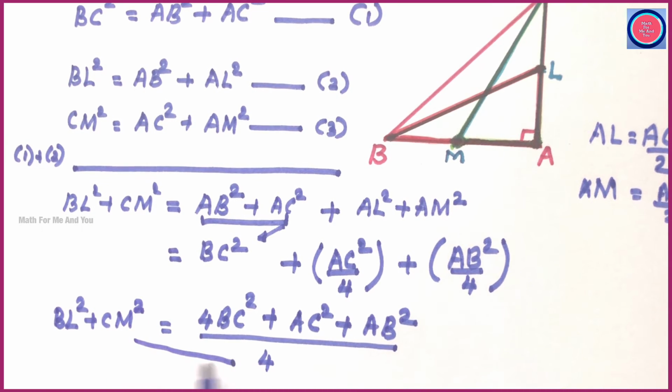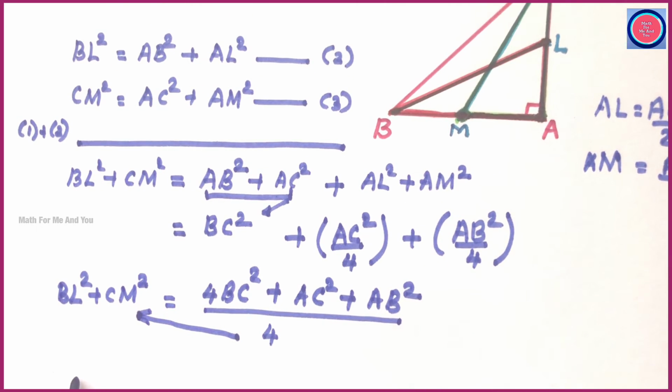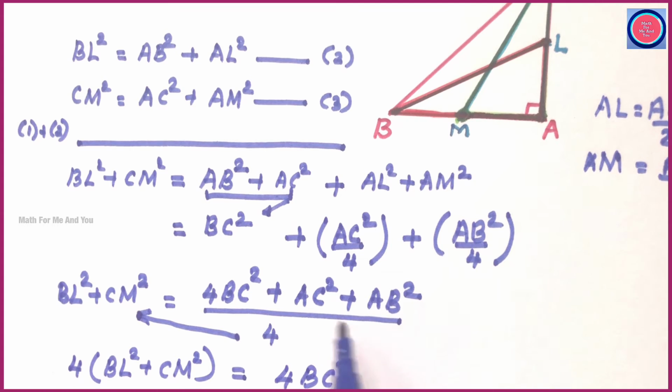Cross multiply with the 4. We could move 4, divide by 4 to the left side, it becomes times 4. 4 times BL square plus CM square. We could keep BL square plus CM square in bracket. So it means 4 times. The right side is 4BC square plus, what is AC square plus AB square?